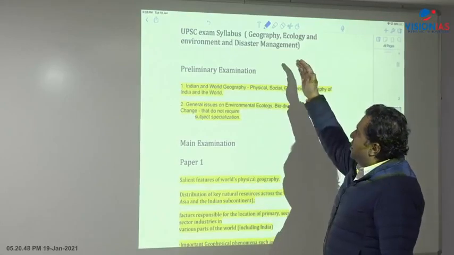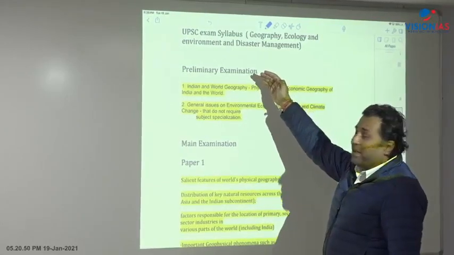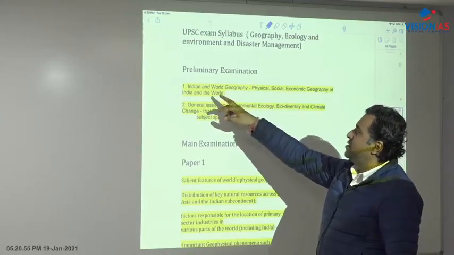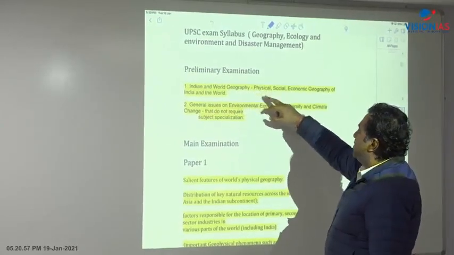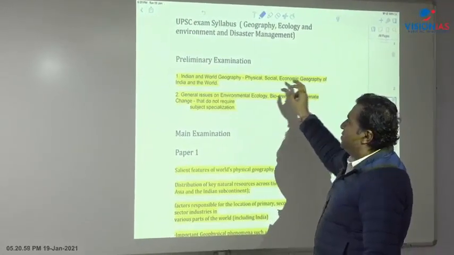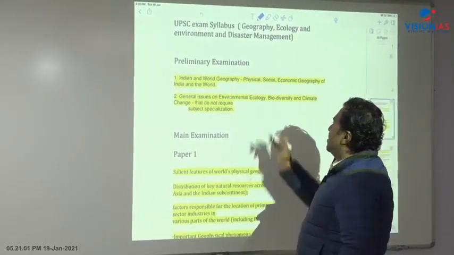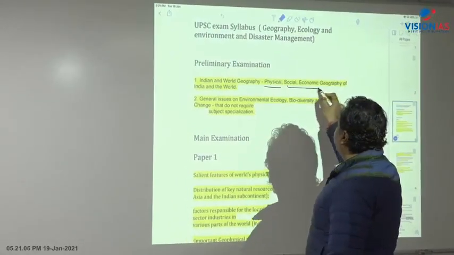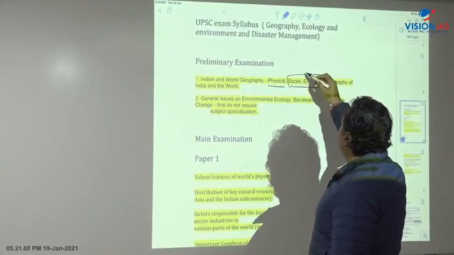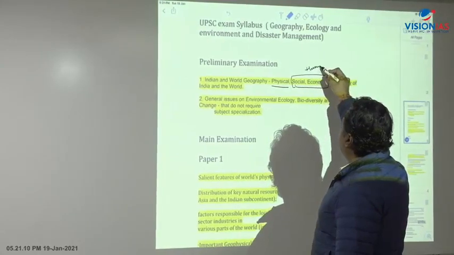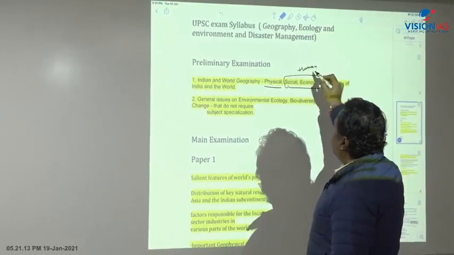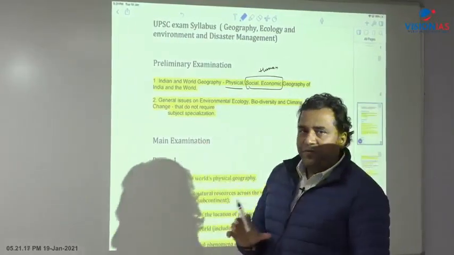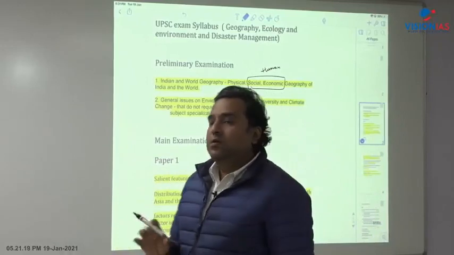The preliminary exam syllabus of UPSC for geography says: Indian and world geography, physical, social, economic geography of India and the world. This means that one of them is physical geography, the other is social and economic geography, which put together is also called human geography. So one is physical geography, the other is human geography. When you talk of the whole of geography, geography for UPSC is divided into what all?